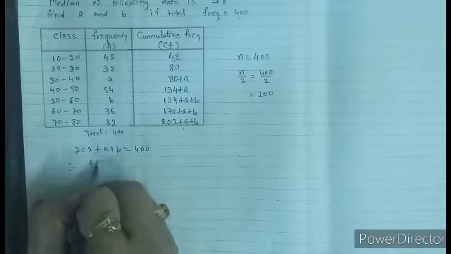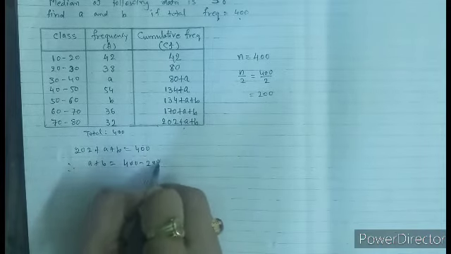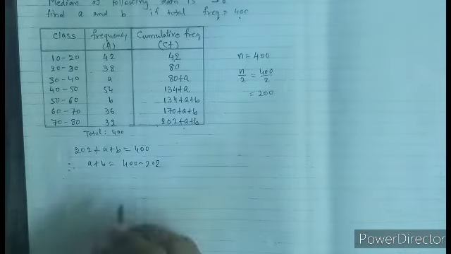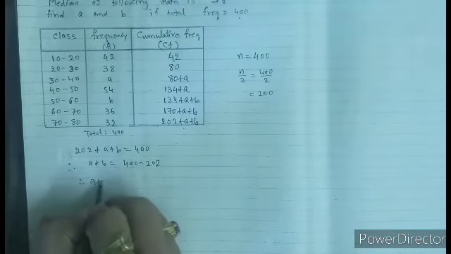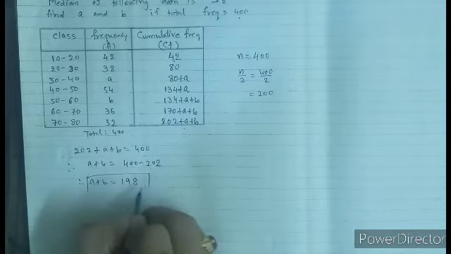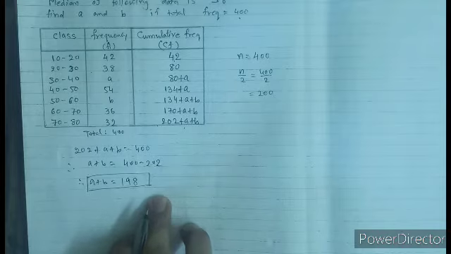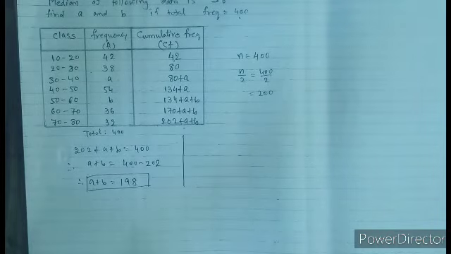Therefore we can obtain A plus B equals 400 minus 202. Therefore A plus B equals 198. This is an important result which we have obtained. We will use this in the further calculations.